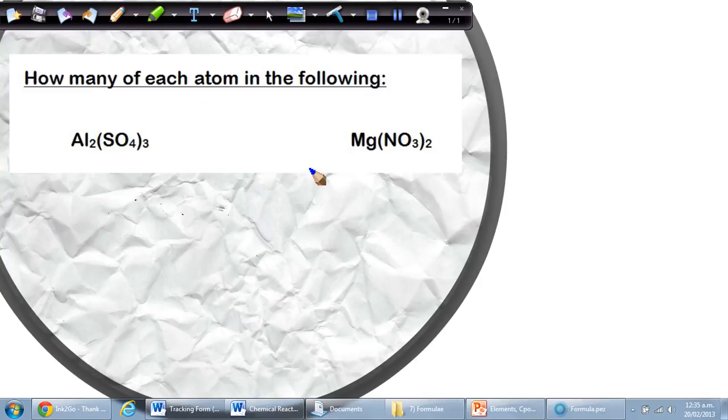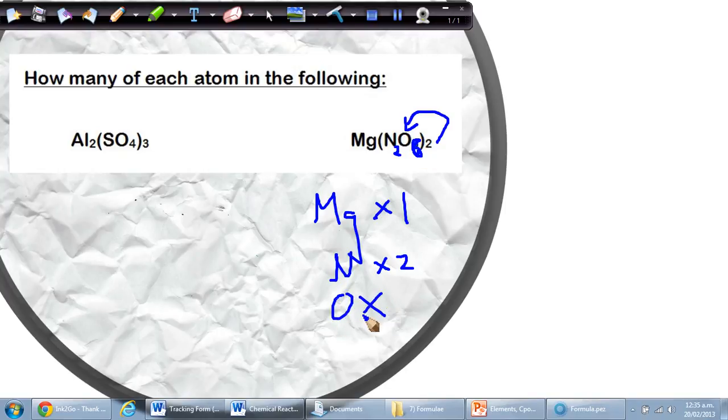Okay, do it one more time, do it the other way. So magnesium, I've got 1 of those, times everything in here by 2. So 2 lots of nitrogen, well there's only 1 there, so that would be nitrogen with a 2. Nitrogen times 2. But then 2 times oxygen, well we've got 3 oxygens in here, so it's 2 lots of 3 would be 6. So that would become 6. Would be oxygen times 6. So we add that all up again, and yep, same answer, we've got 9.